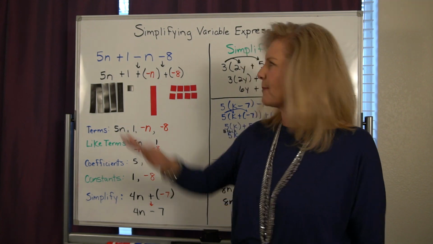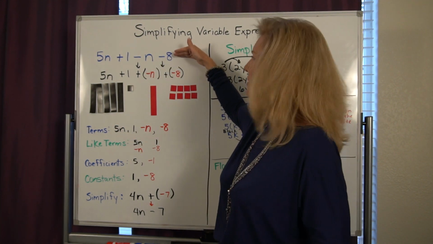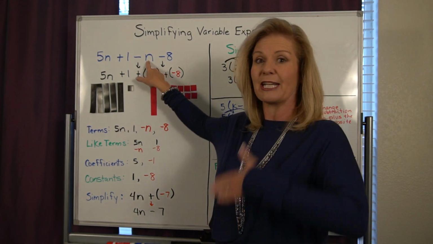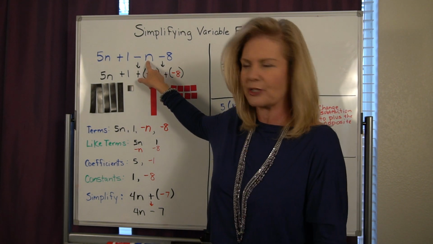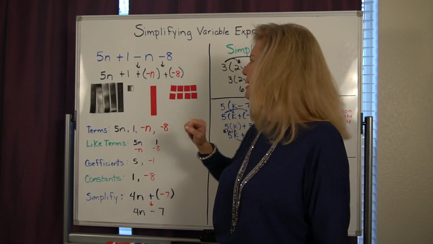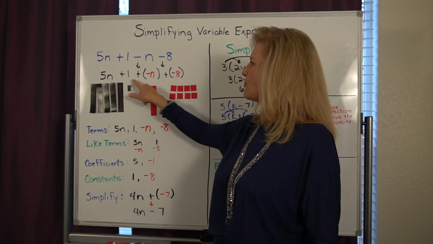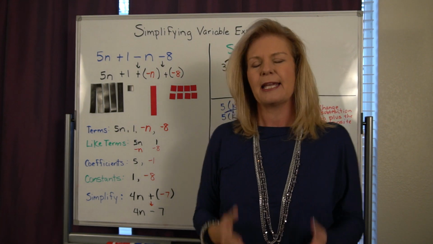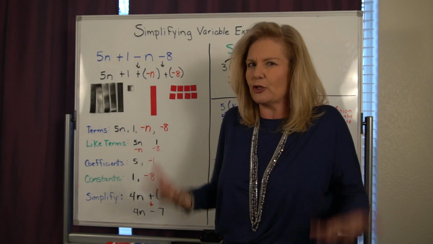So my first step when I see this, I need to rewrite this, changing every subtraction to plus, and whatever immediately follows that subtraction, I change to the opposite. So then I get 5n plus 1 plus opposite of n plus the opposite of 8. Now, what does that really look like?